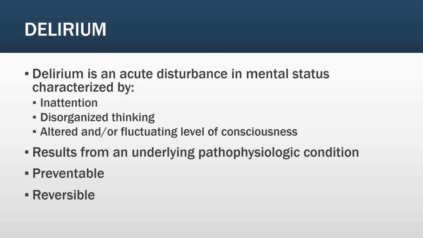Delirium has come to the forefront of our awareness as nurses in the ICU because of its prevalence and long-term sequelae. Delirium is an acute disturbance in mental status characterized by inattention, disorganized thinking, altered and/or fluctuating level of consciousness. It results from an underlying pathophysiological condition, is preventable, and in most cases reversible. For further information on delirium, please review the delirium PowerPoint you will find later in this course website.